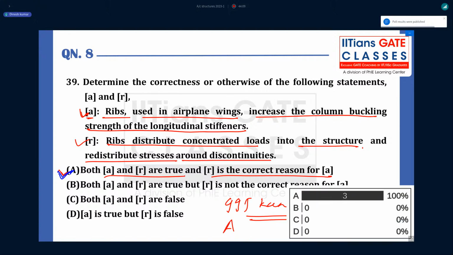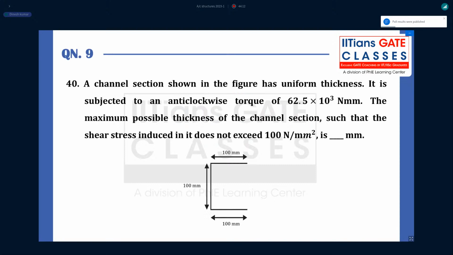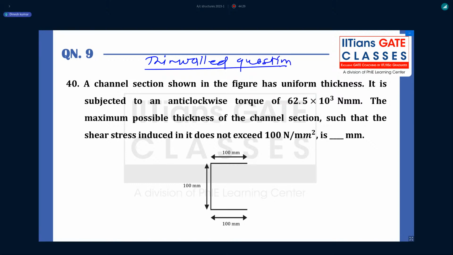Okay, let's move to the next question. Another thin walled structure question, and an easy question. This question is from torsion of thin walled structure. Another easy topic in thin walled structure is torsion. I will suggest those who are afraid of thin walled structure must study at least torsion, so you can solve this kind of question easily.